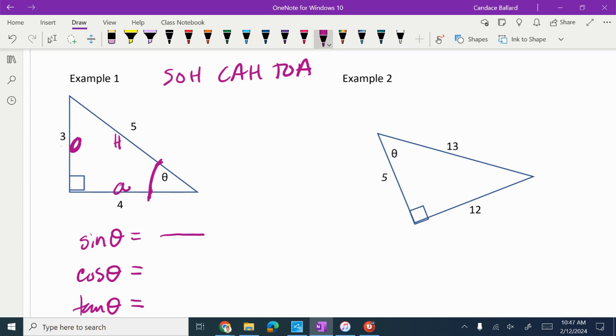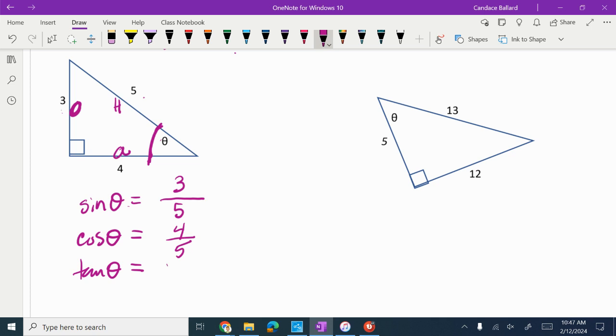All right, so my sine says it's the opposite over the hypotenuse. So what number's on my opposite? 3. What number's on my hypotenuse? 5. That's all there is to it. Writing down that ratio. Cosine says that it's the adjacent over the hypotenuse. So what's on my adjacent? 4 over 5. Perfect. Tangent says it's the opposite over the adjacent. So what's on the opposite? 3. What's on the adjacent? 4.